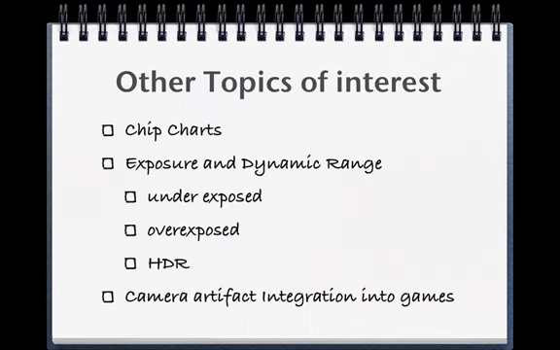Okay, so other topics of interest that I would like you guys to research a little bit more and start working with, as you're going to be reading a little more of the book as well, are these topics, right? Chip charts, exposure and dynamic range, underexposed, overexposed, that we already talked about, but I want you guys to really dive into that. And HDRI, or high dynamic range, that we talked a little bit about. We call it latitude in film cameras. And camera artifacts and integration into games. Extremely important that you look at that.